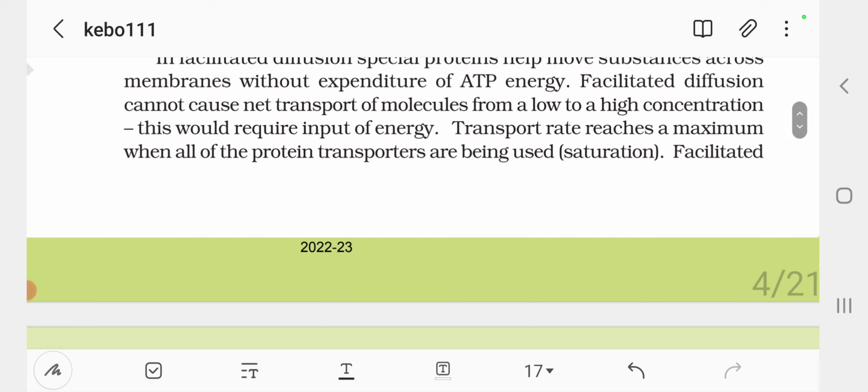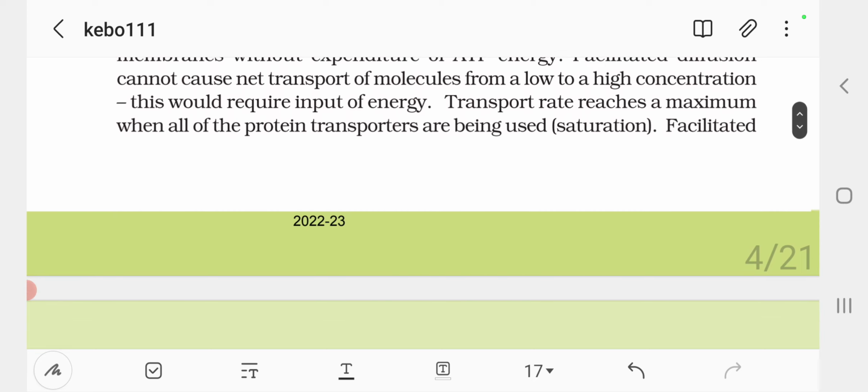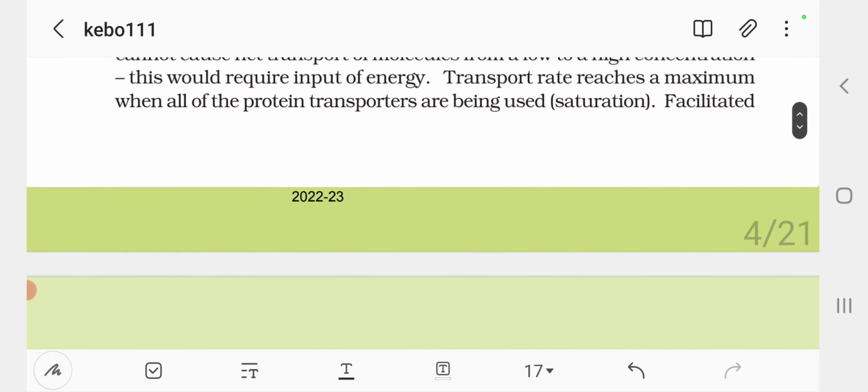Facilitated diffusion cannot cause net transport of molecules from a low to a higher concentration. This would require input of energy. Transport rate reaches a maximum when all of the protein transporters are being used. Saturation.